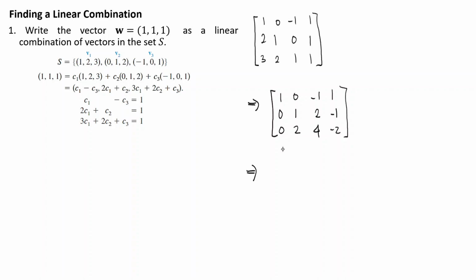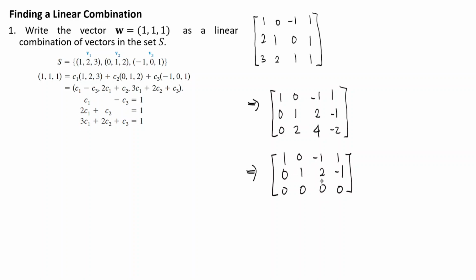We want this to be 0. So we have 1, 0, negative 1, 1, 0, 1, 2, negative 1. To make the 0, we can multiply row 2 by negative 2 and then add to row 3. So we have 0, 0, multiply by negative 2 plus 4, so that becomes 0. Multiply by 2 and then plus negative 2, so that becomes 0. So since we have here 0, 0, 0, all zeros in the last row, we have infinitely many solutions.